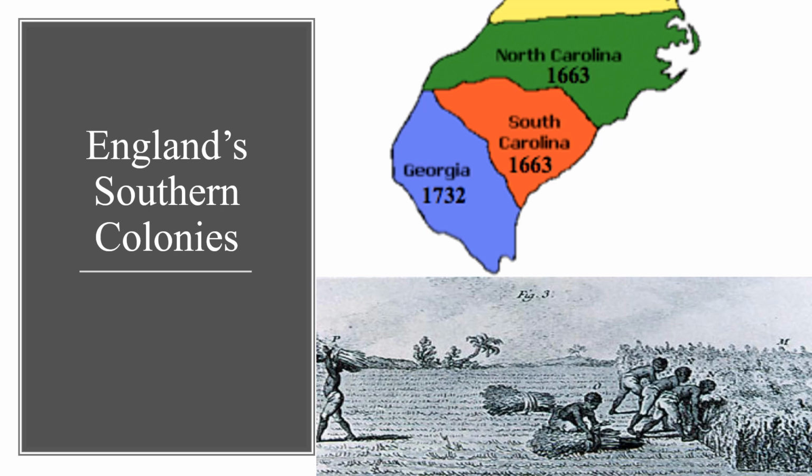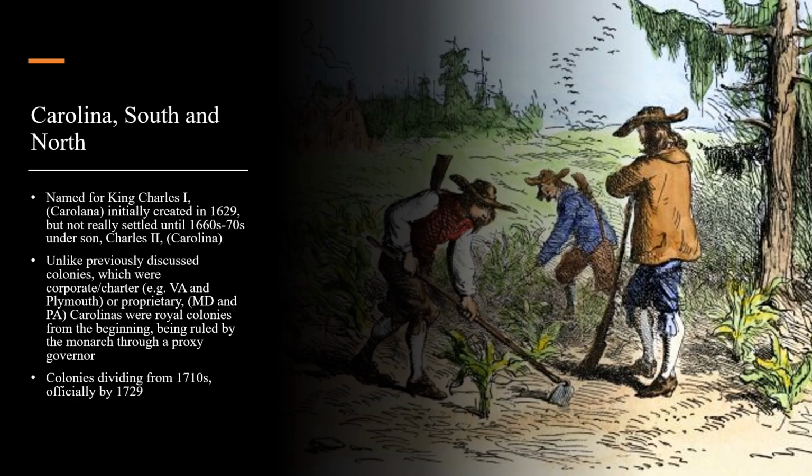Lastly, we must consider England's southern settlements, what would become the colonies of South Carolina, North Carolina, and Georgia. These colonies were not corporately or proprietarily established. Rather, they were royal colonies set up by the decree of the English monarch. Now we'll begin our discussion of the southern colonies, not including Virginia.